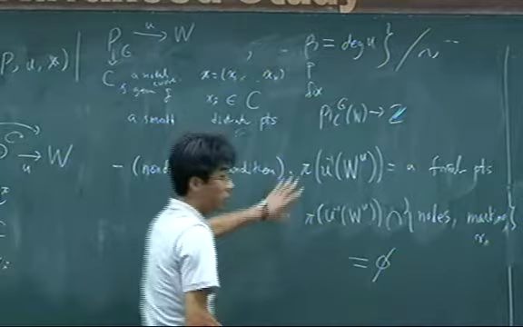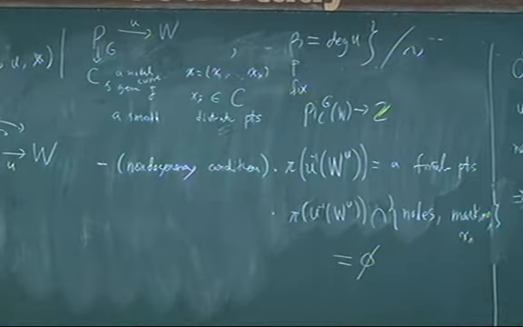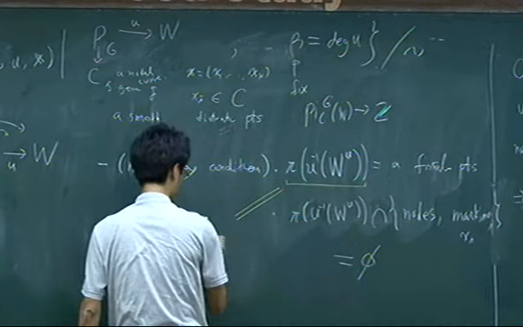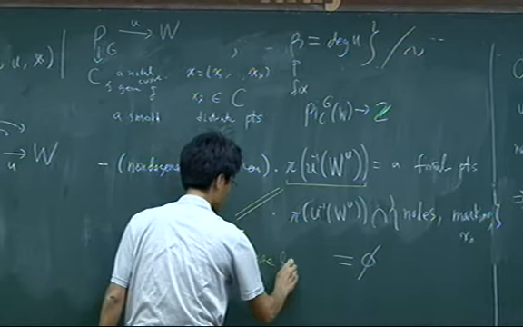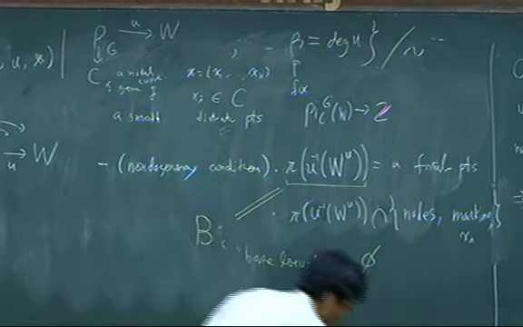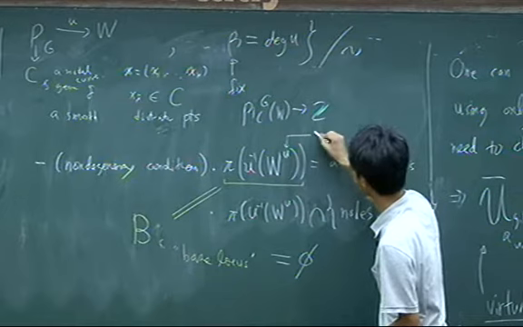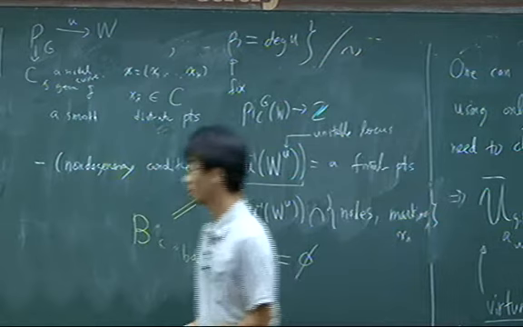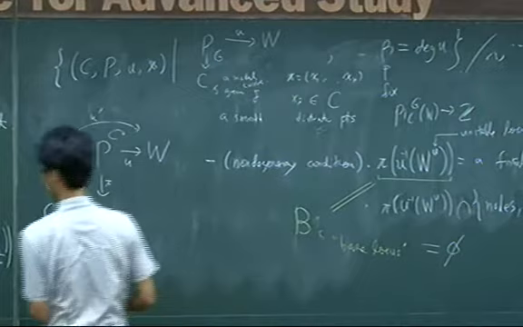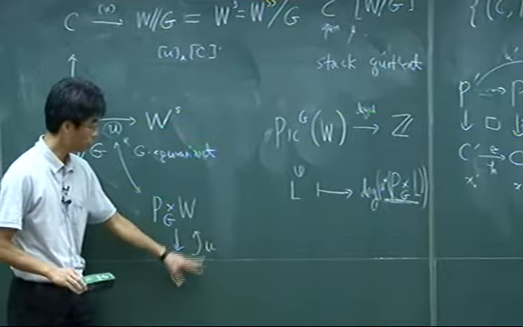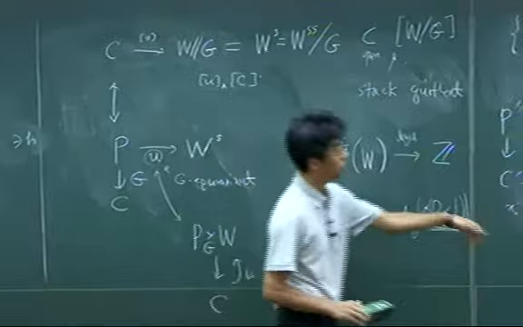Let's name this one some kind of base locus. The base locus cannot contain any node or any markings. W is the unstable locus. So more precisely, we can say it this way: this section only hits the unstable locus at finitely many points, away from nodes and also markings.